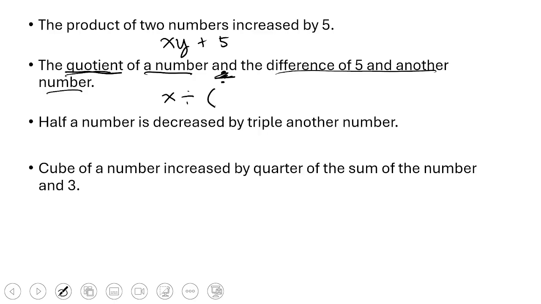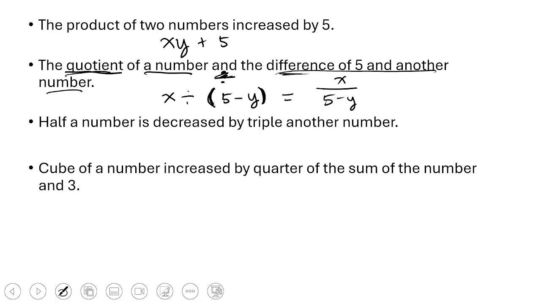So we will get 5 and another number. We subtract them because it says here difference. Or of course, we can write this another way, using fractions. So x over 5 minus y. They both mean the same thing, the quotient of a number and the difference of 5 and another number. It's just important here that we use a parenthesis because we are taking the whole difference as the divisor in this quotient.